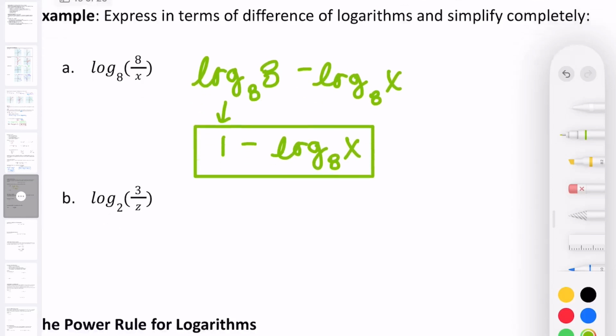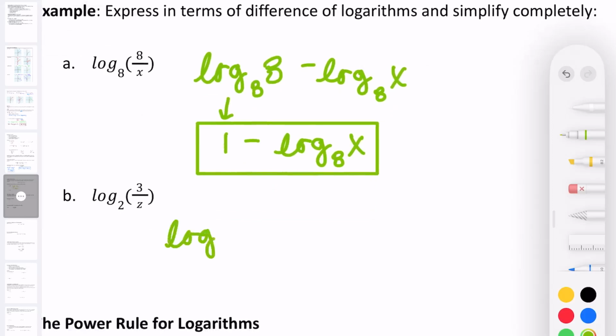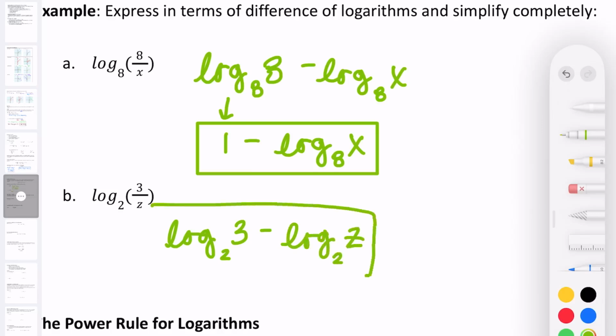Our next one is going to be log base 2 of 3 minus log base 2 of z. The first term can't be simplified any further, so this would be your final answer.